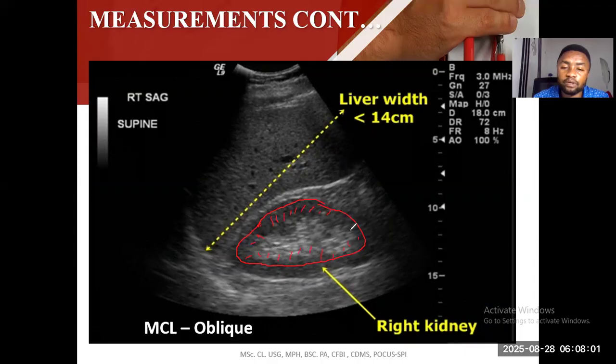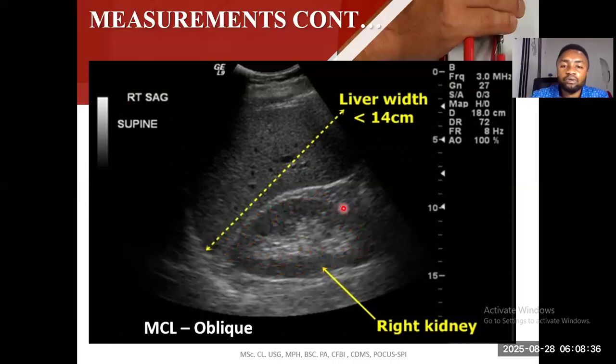The medulla is somewhere here, and the cortex is the outer part of it, getting to the outer part of it. You understand? And the sinus is the central part of it, but the sinus contains what we call calyces, and the renal pelvis is also there. However, as I said, we are not at the urology yet.